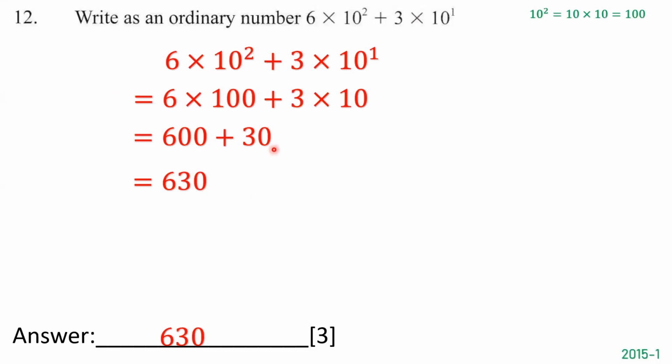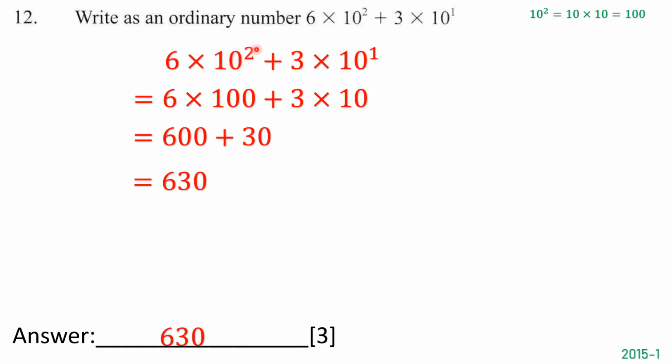Let's move on to the next question. Here we have 6 times 10 squared plus 3 times 10 to the power of 1. Remember, we always do exponents first before multiplication and division, because it's parentheses, then exponents. And so we have 10 to the power of 2. We're looking at a number raised to a power, so we're going to do that first.